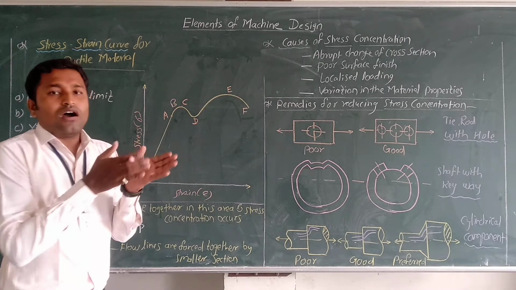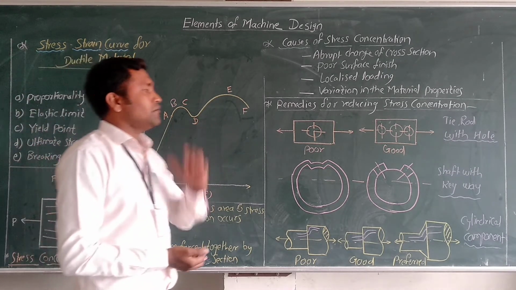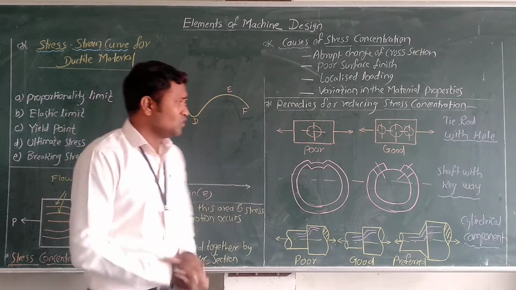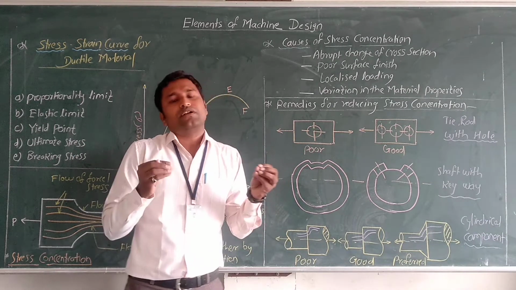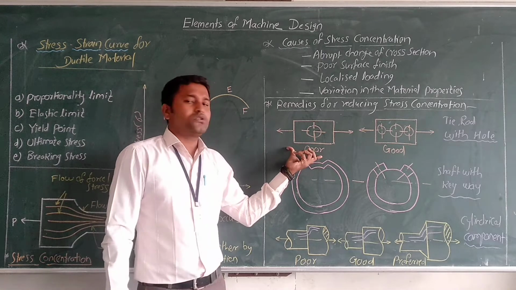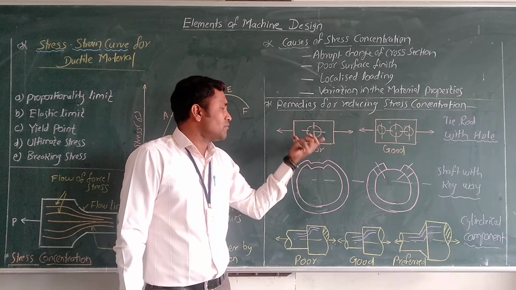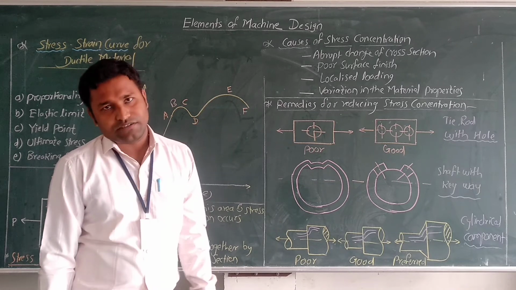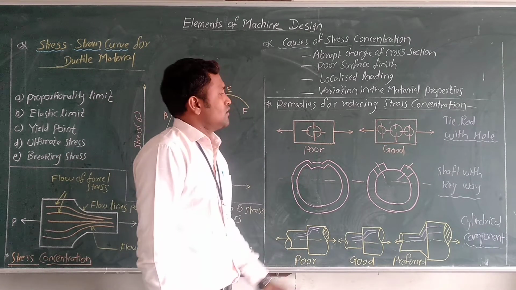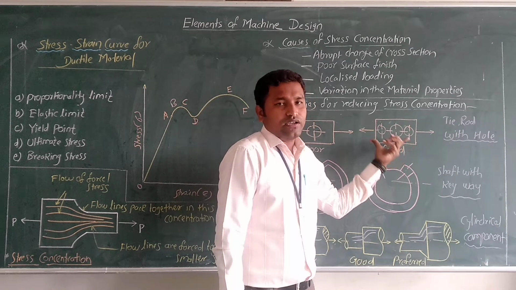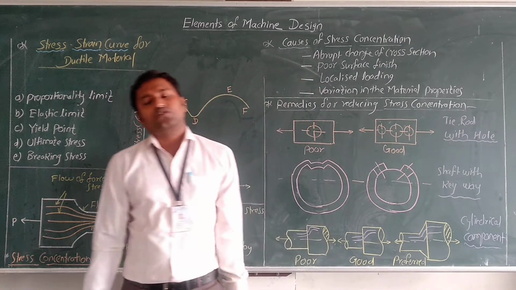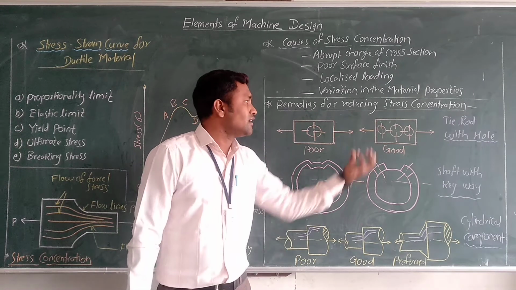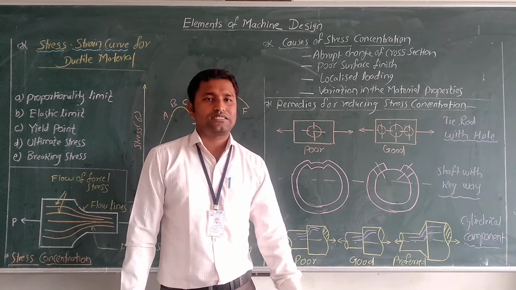Then, what are the remedies for reducing stress concentration? You see a number of components here. The first, taking one example, is a tie rod with one hole. This is the core section of the component, and this part is the stress concentrated area. So how to overcome it? In the next figure, a number of holes are added around one hole, meaning drill holes are provided at nearby places.